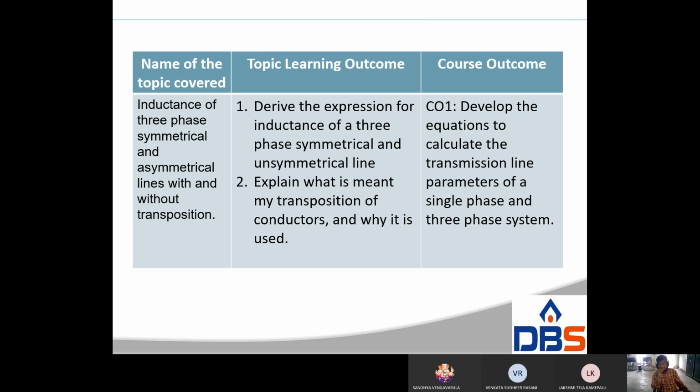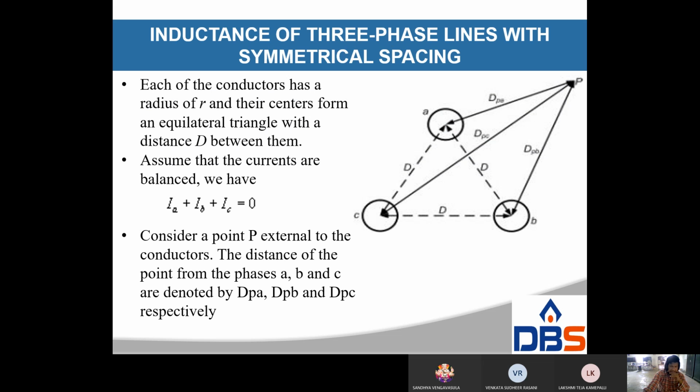So LA is equal to psi A by IA. IA cancelled, mu 0 by 2 pi. What is the value of mu 0 by 2 pi? 2 into 10 power minus 7, right? 2 into 10 power minus 7 times (1/4 plus ln d by R). So that may be approximately 2 into 10 power minus 7 ln d by R dash Henry per meter. This is the derivation for symmetrical spacing.